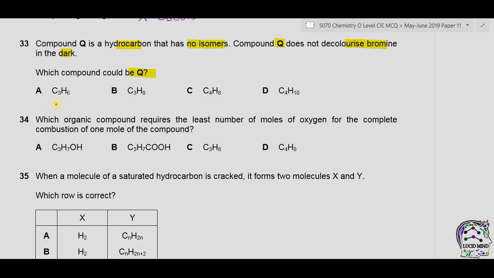The first one is C3H6, so it is CnH2n. It means it is an alkene. So a 3-carbon alkene is called propene. Part B, we have C3H8 and the general formula is CnH2n+2. As 3 times 2 equals 6 plus 2 becomes 8. So therefore this is an alkane and a 3-carbon alkane is called propane.